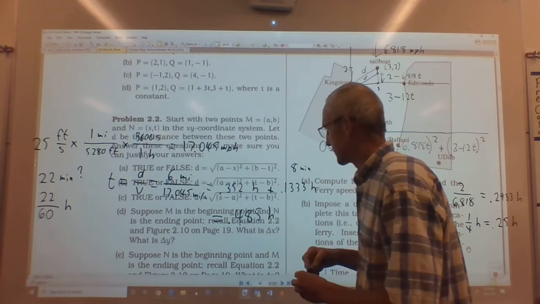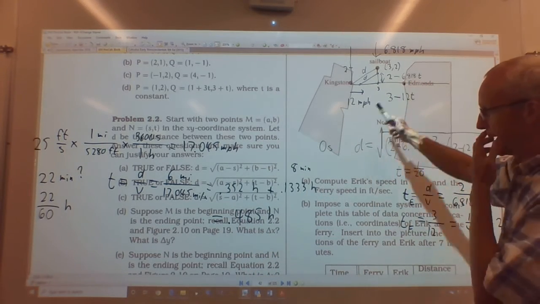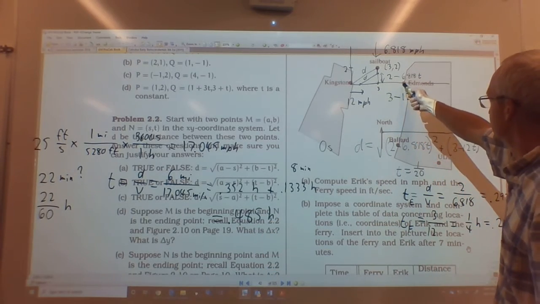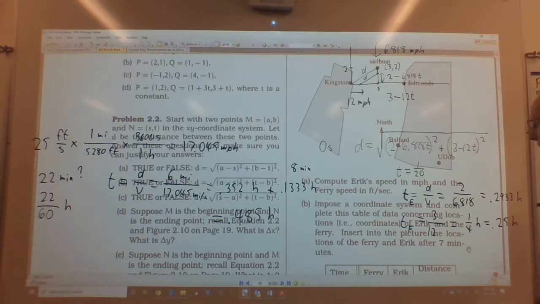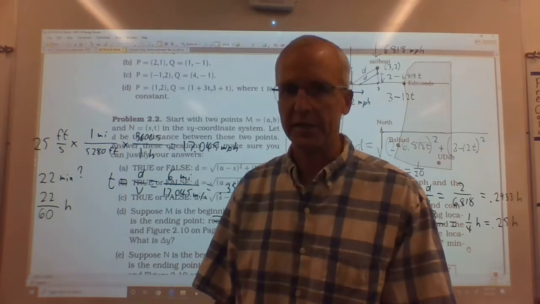So that's 0.485 hours. So it's going to get all the way to Edmonds in less than half an hour, right? A little tiny bit less than half an hour. So it will catch the ferry, because the ferry takes exactly half an hour to get there. So yes, that boat will catch the ferry.